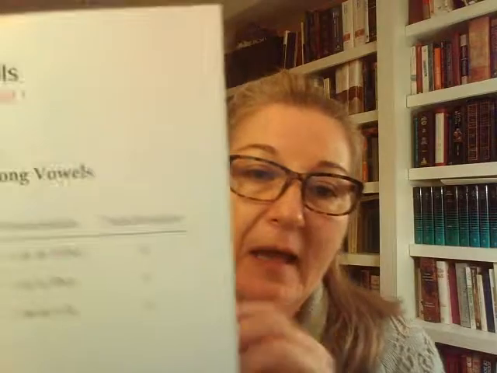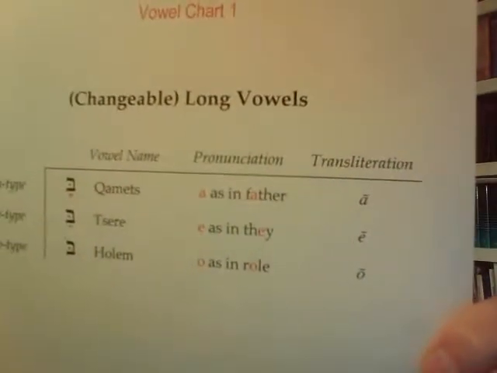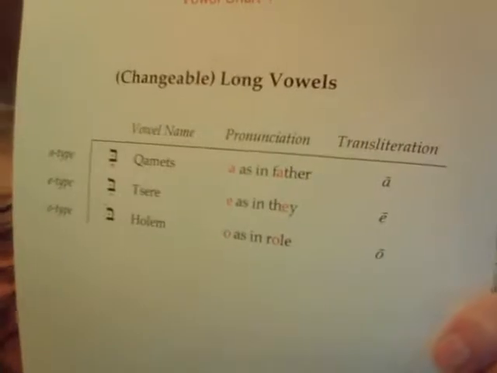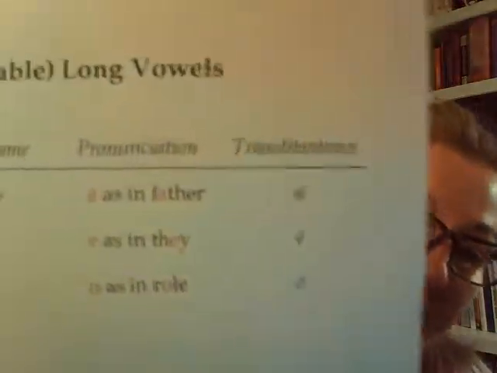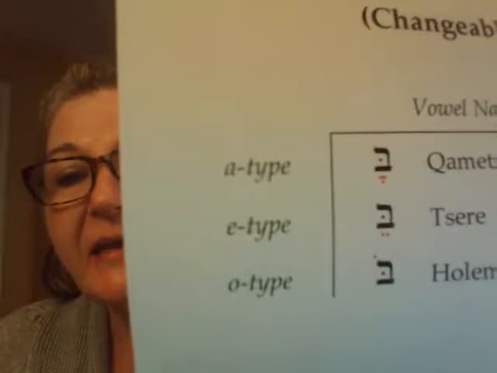So here are our changeable long vowels. And again, all this material is in your book in the second chapter. You have your qamets, and it looks like a little T under the letter there. Then you have your tsere, and the tsere is two dots side by side. Let me see if I can get this where you can see a little bit better. Here you go, two dots side by side. And then the holem is a single dot up at the top of the letter there. The qamets is A, the tsere is E, and the holem is O.